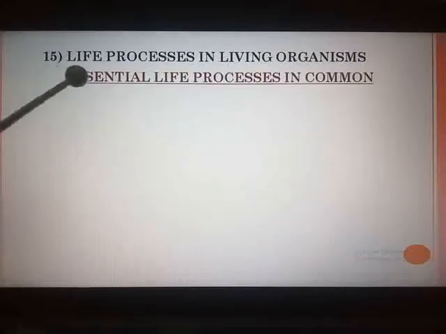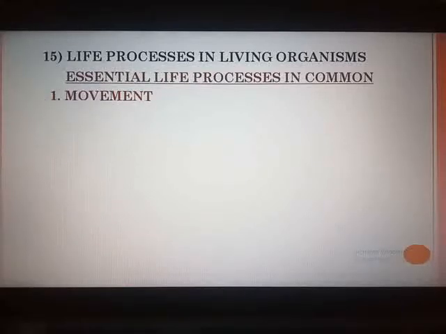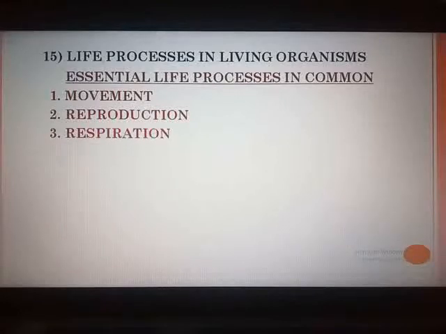So the different essential life processes in common for living organisms are, first thing, movement. Except for the plants, all other living organisms, from your small unicellular bacteria up to the multicellular organisms, can move from one place to another. Plants cannot, but the movement of the leaves, the movement of the branches can be seen very easily. Reproduction is the process of giving birth to young ones of their same kind, whether it is animals, plants, or human beings.